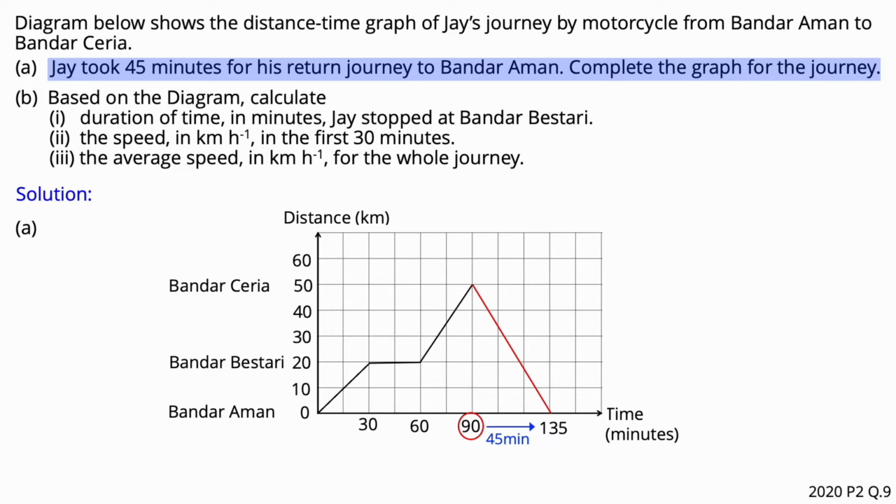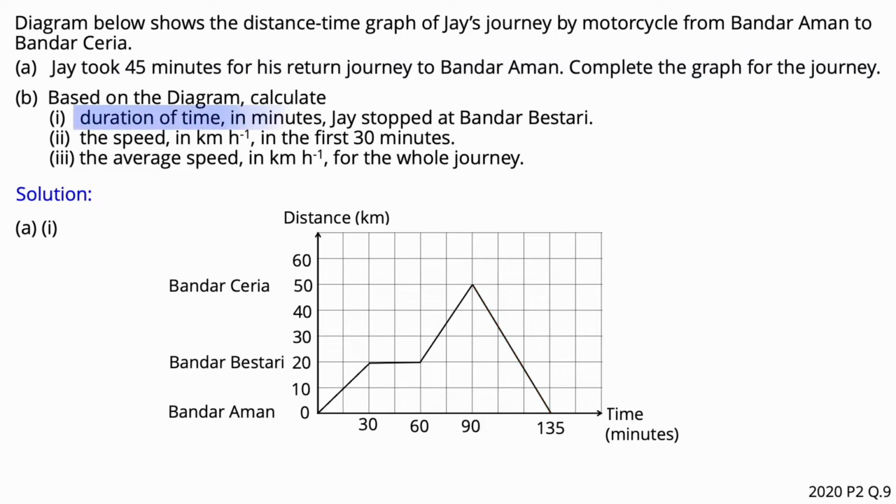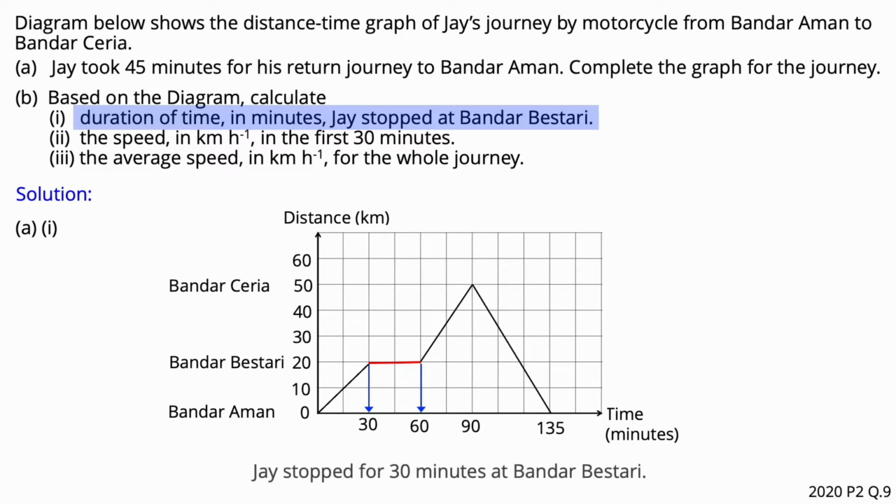B. Based on the diagram, calculate the duration of time in minutes Jay stopped at Bandar Bestari. Now, we are looking at the flat part of the line, where Jay is at rest in this period. 30 minutes till 60 minutes. 60 minus 30 equals 30. Jay stopped for 30 minutes at Bandar Bestari.